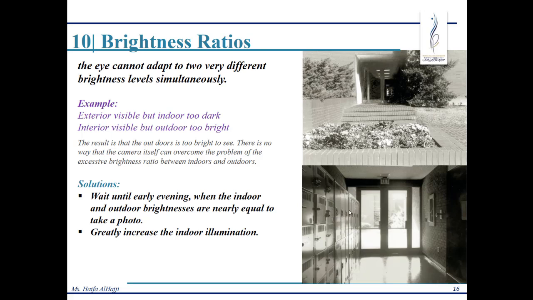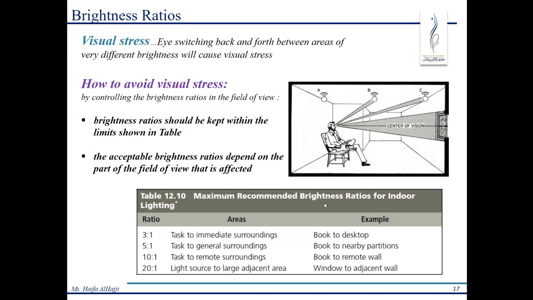For example, in this condition, if I want to take a very good picture that includes both outside and inside, the illumination outside should be somewhat relevant to the inside. We can achieve this in early morning or late afternoon. Or in this condition, I have to largely increase the illumination inside to be somewhat related to the illumination outside. So these are the recommended brightness ratios, as we can see here.